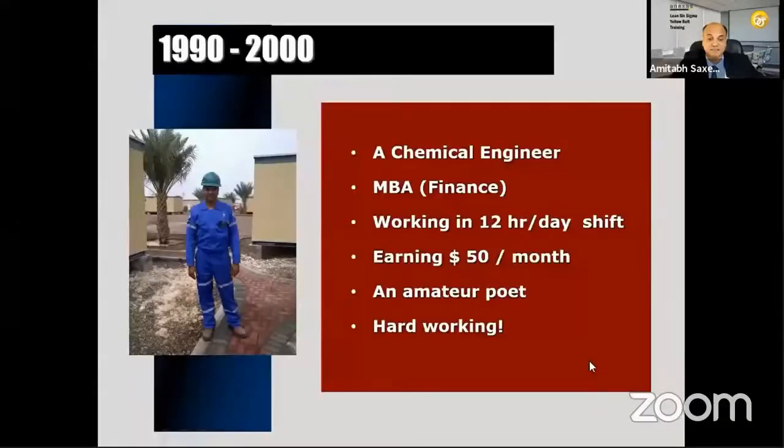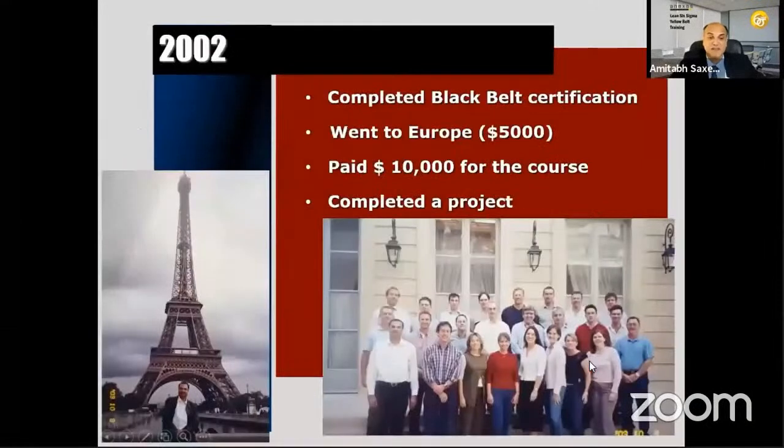What I did, I started waiting for the next batch, but that next batch never happened. Then I decided that I will myself go and get trained. So what I did, I invested some money and paid $10,000 for the whole course. So $15,000 for going and coming to Paris. And I also completed a project on my own.